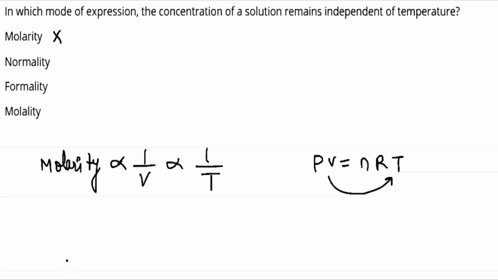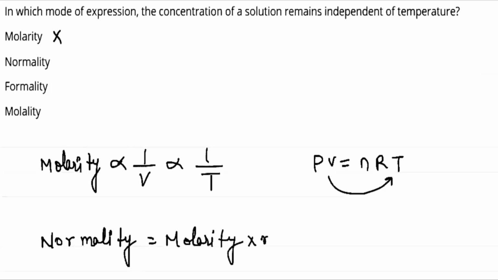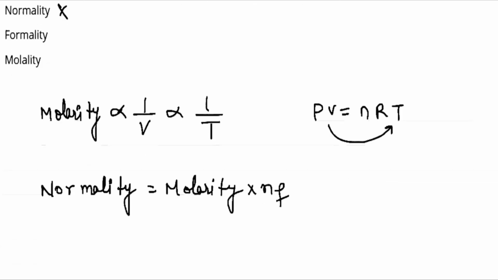Now talking about normality. Normality is actually molarity into n factor, and we have seen that molarity depends upon temperature. So normality is also dependent upon temperature, as normality depends upon molarity.